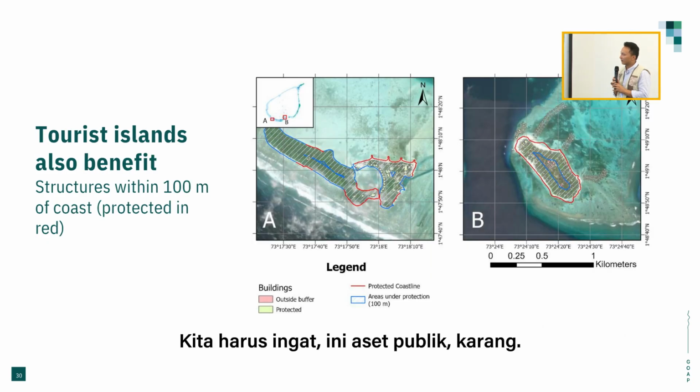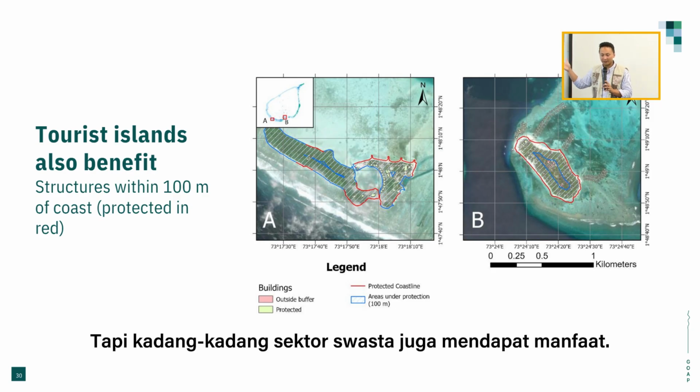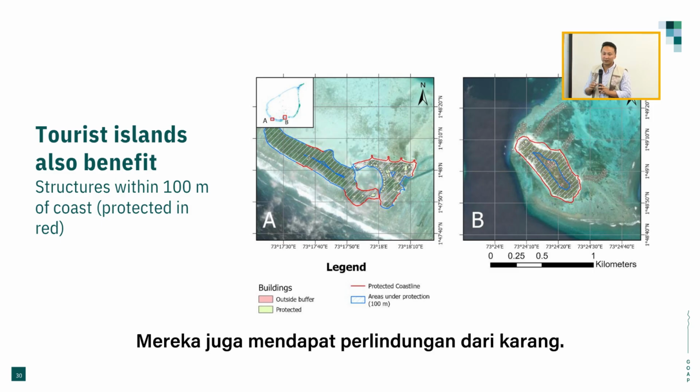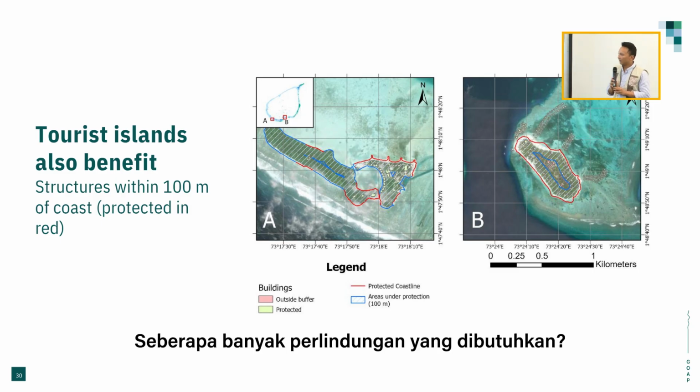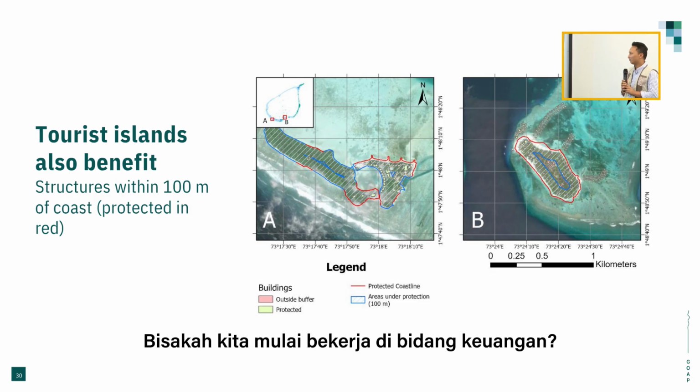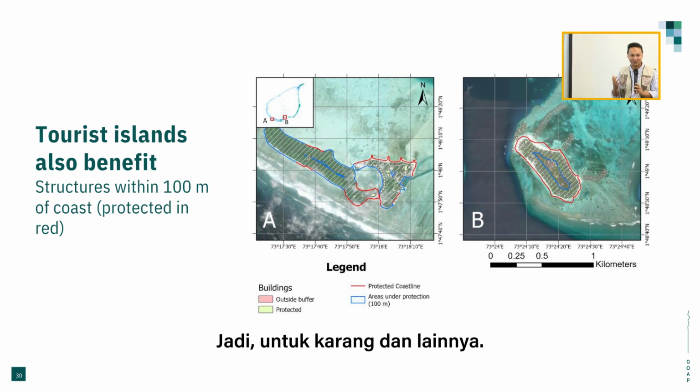We have to remember, these are public assets, coral, mangrove, public. But sometimes the private sector benefits as well. So in the Maldives, all of the tourist islands, they also get protection from the coral. So how much protection? And then also thinking, how much finance can we start working in? So for coral bonds and so on. Next.